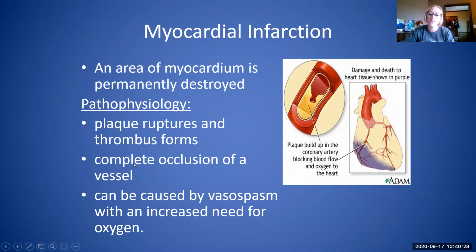So when you look here at this vessel that has been blocked, this whole branch down here that is your RCA, your right coronary artery, is no longer giving blood and oxygen to this area of the heart and results in destruction. So the plaque ruptures, a thrombus forms, there's a complete occlusion of the vessel, and it can be caused by vasospasm with an increased need for oxygen. So if for whatever reason those spasm, it can block off that area as well.